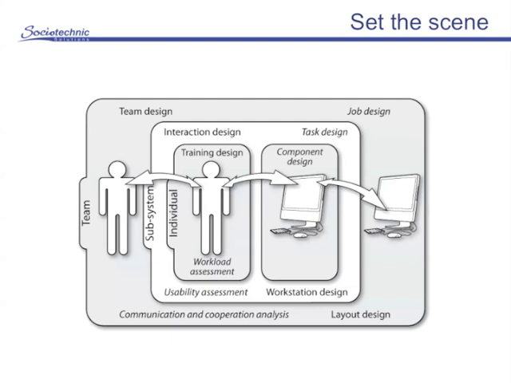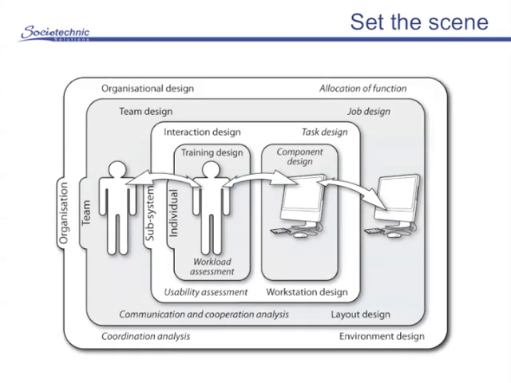In larger complex socio-technical systems, it's often important to start thinking about the organisation, such as a much larger team that may be distributed across different sites or even countries. Here we need to start thinking about allocation of function, who's going to be doing what, the organisational design, how things are going to be structured, coordination analysis, and environment design.